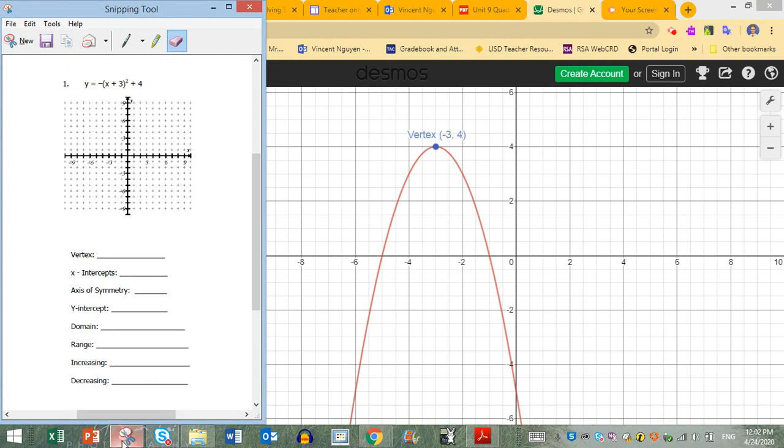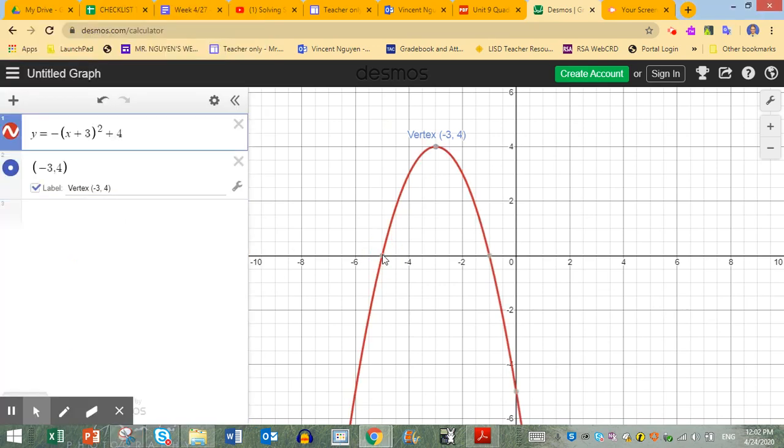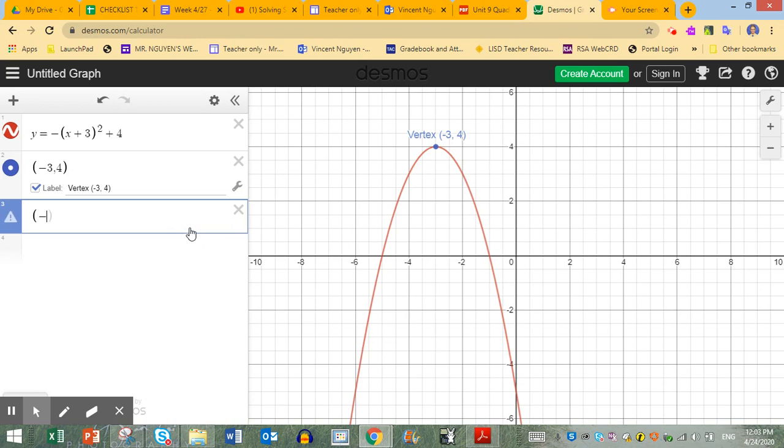Now, what are we supposed to find? We're supposed to find the vertex. So we found the vertex. It's negative 3, 4. Next thing we're going to talk about is the x-intercept, okay? The x-intercept is where the graph crosses the x-axis. As you can see, if you hover your mouse over, it's going to be negative 5, 0. Negative 5, comma 0.